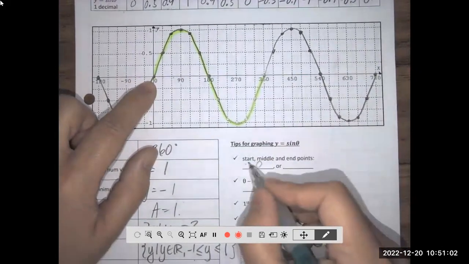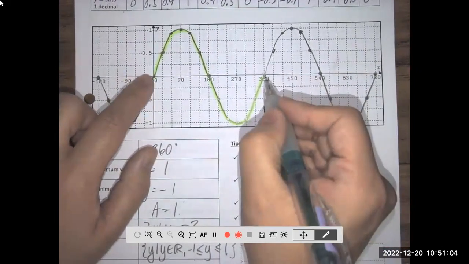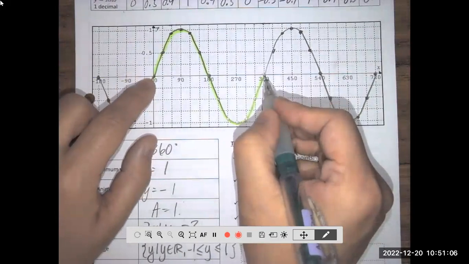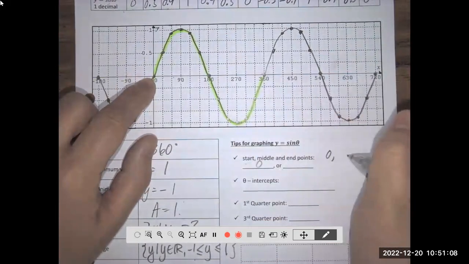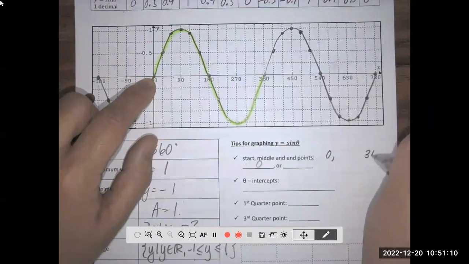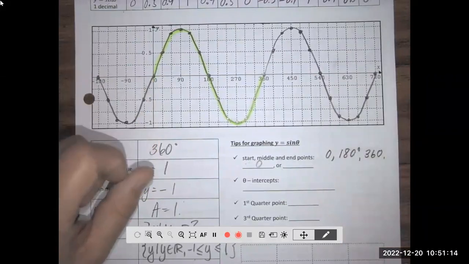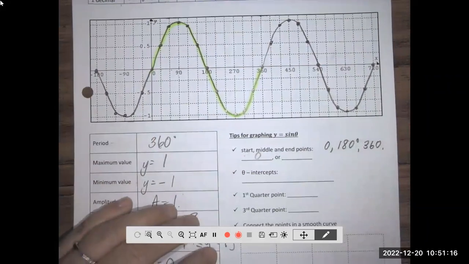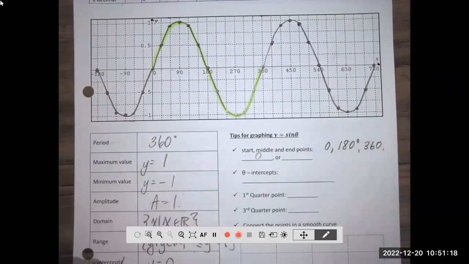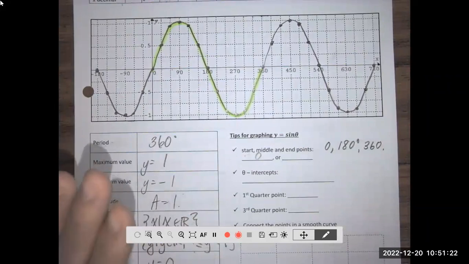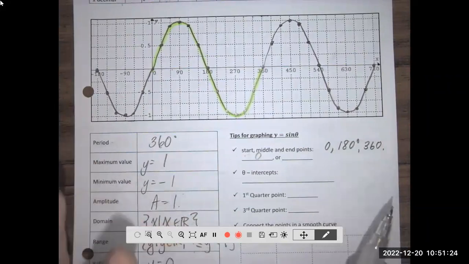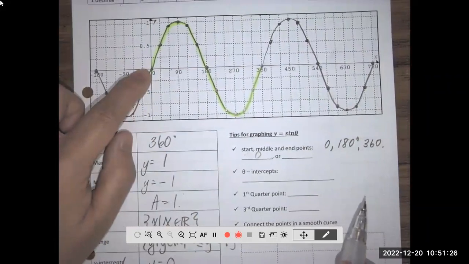And when I say start, middle, end, the reason why I think about it this way is because when you draw one cycle, it's going to be at 0 degrees, 360 degrees, and then your middle is going to be 180 degrees. Okay, hurry up. Yes, however, for this particular case, sine always starts at 0, 0.